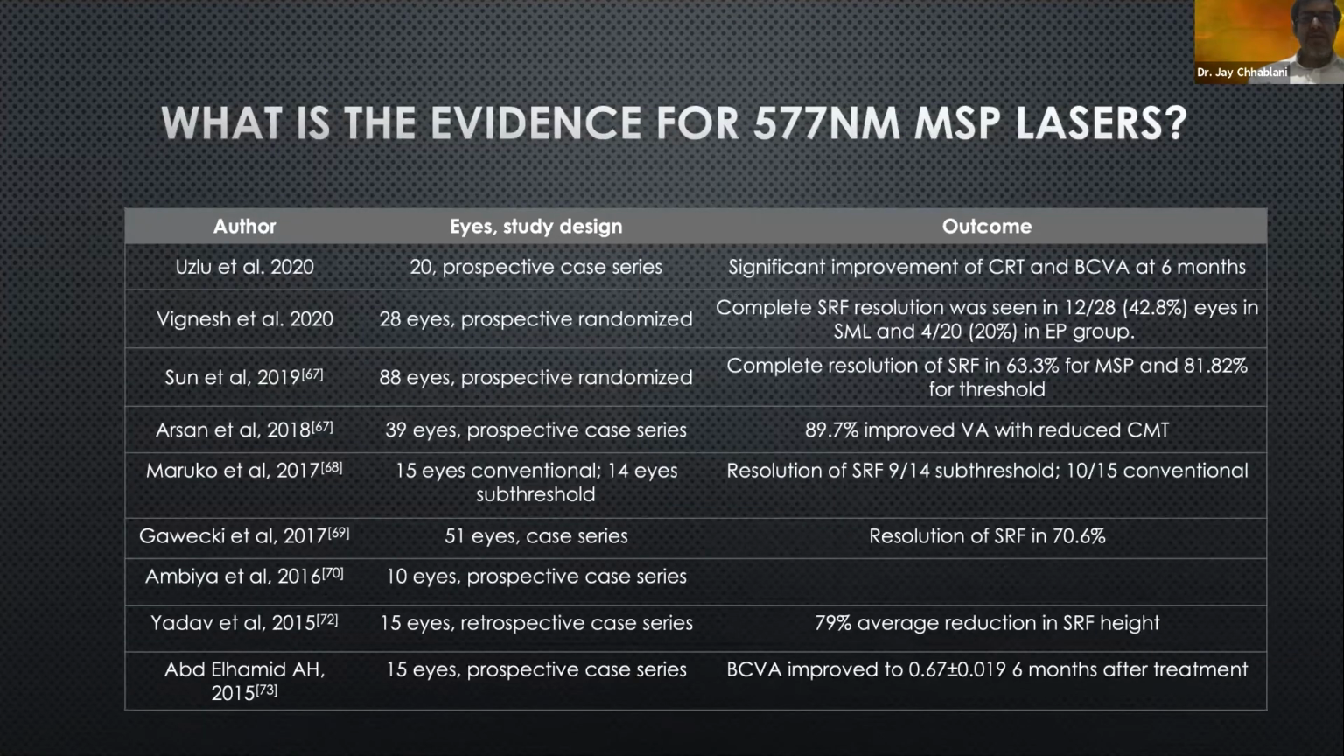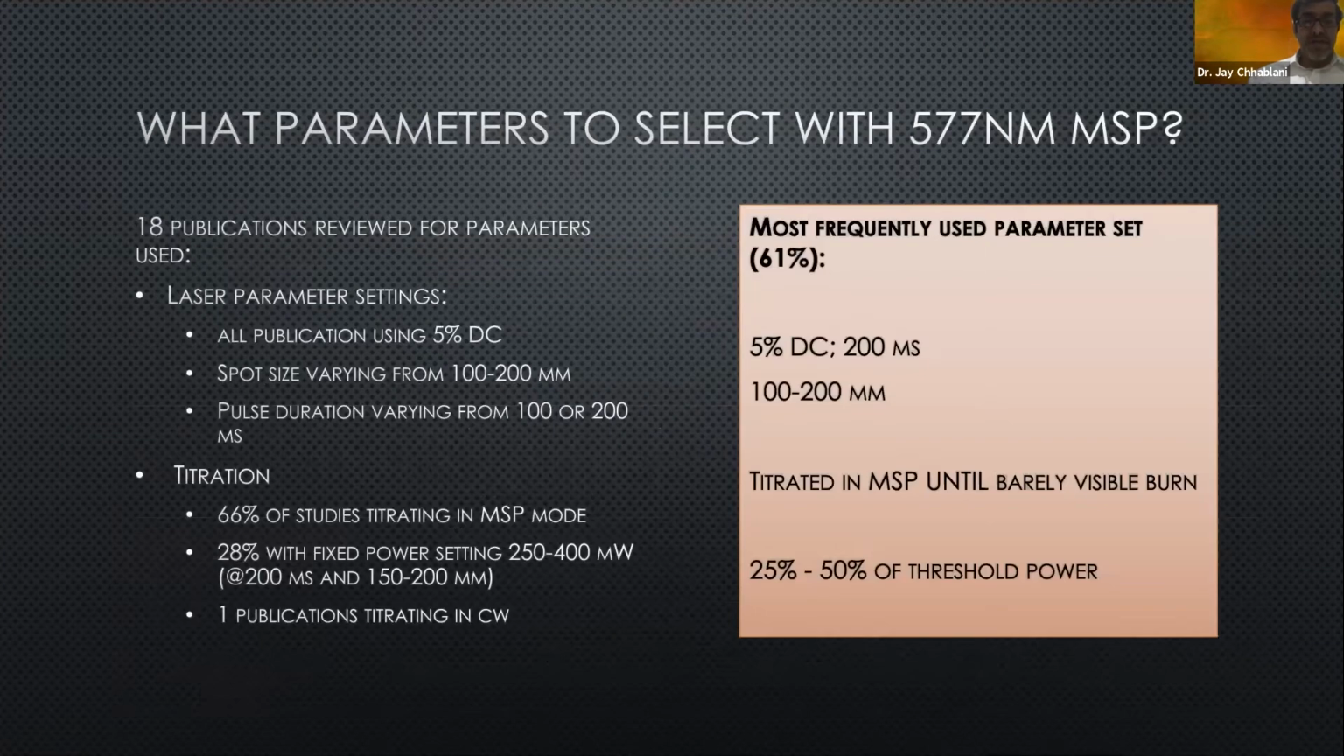So what is the evidence for 577 nanometer microsecond laser? These are multiple studies where you can see that this laser has been used in CSR, and there is a definite benefit of using this laser in these multiple retrospective studies. However, we all face some challenges when we talk about the subthreshold laser, that there has been a variability in the parameter settings and the titration approach, but the most common approach which people have been using is the 5% duty cycle with a 200 millisecond packet with the 100 to 200 micron laser spot size.